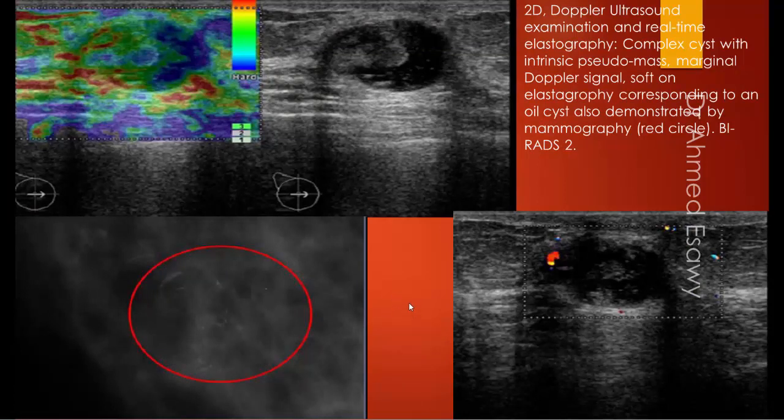This is a case of ultrasound, real-time elastography, Doppler: complex cyst with intrinsic pseudomass, marginal Doppler signal, soft in elastography, and also demonstrated by mammography in this area, classified as BI-RADS 2. Confirmed to be benign fibrocystic change.